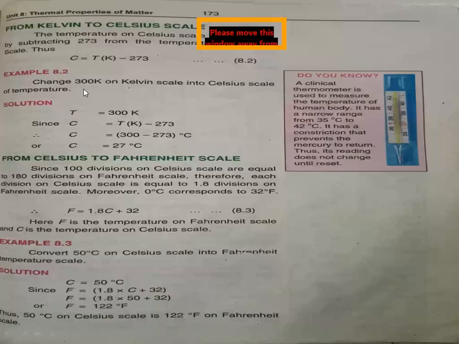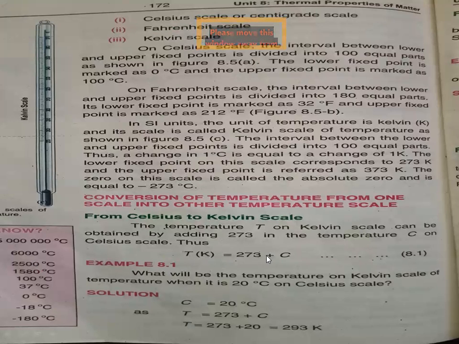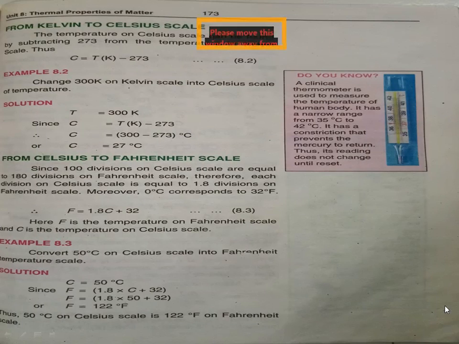In example 8.2, change 300 Kelvin on the Kelvin scale into Celsius scale. We are given the temperature in Kelvin and we want to find the temperature in Celsius. I will use formula 8.2 for going from Kelvin to Celsius. Temperature in Kelvin is 300, so I subtract 273, and you will find the temperature in Celsius. Students, this is very easy. You just need to memorize this formula: temperature in Kelvin equals 273 plus Celsius. So you can go either from Celsius to Kelvin or from Kelvin to Celsius. Now another formula is coming, in which I go from Celsius to Fahrenheit scale.